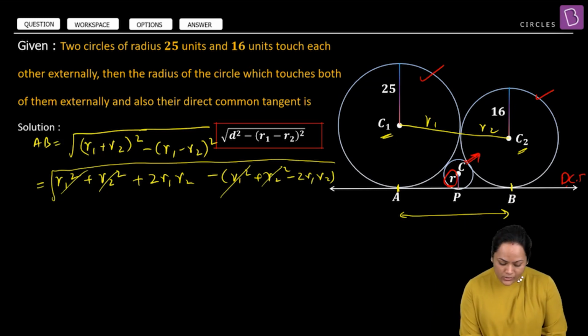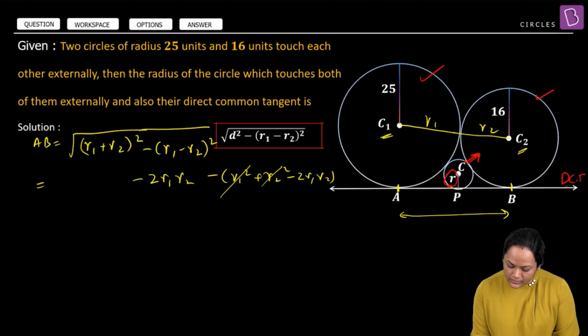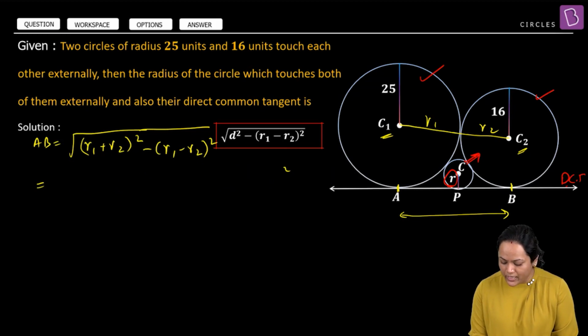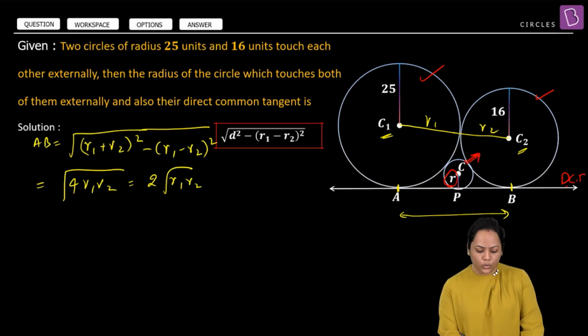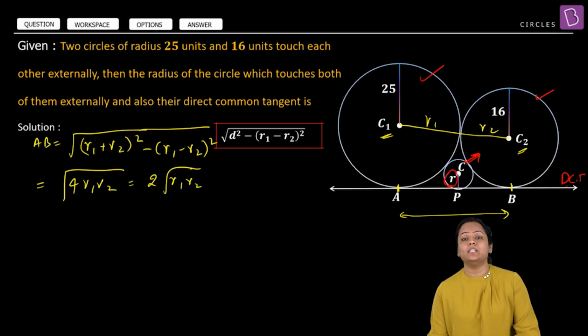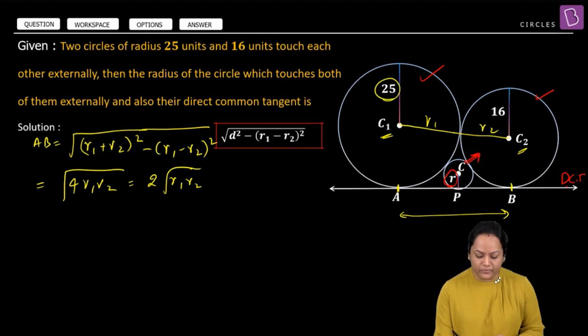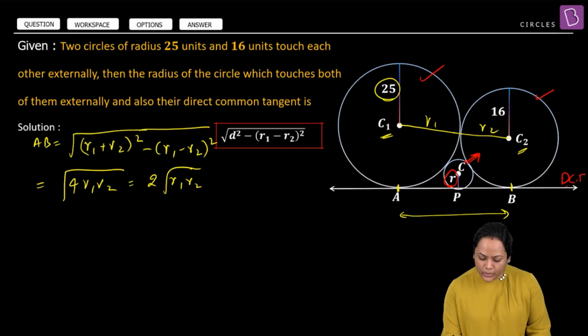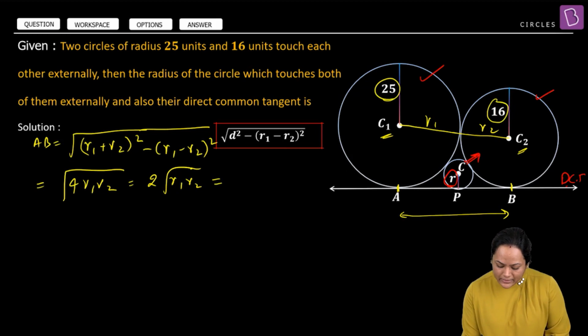Clear? Okay. So I'm writing this directly here, that this value is actually coming out as root over 4r1 r2. And if I take 4 outside, it becomes 2 root over r1 r2. The r1 r2 product will be inside the square root. Understood? Now I have the value of R1 with me, that is 25. I have the value of R2 with me, that is 16. So when I substitute these values, I can say that this will come out as twice root over 25 into 16.